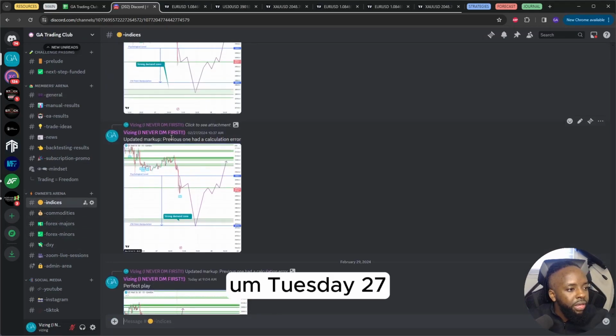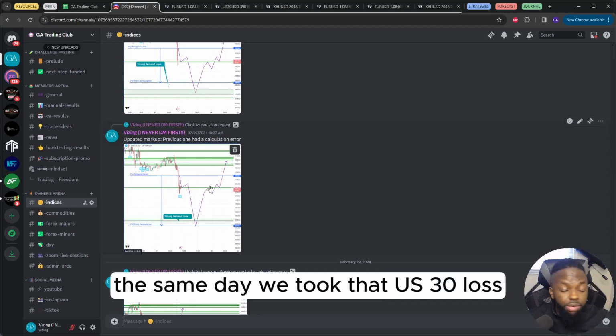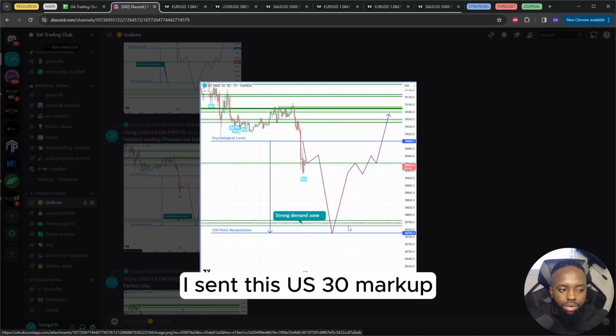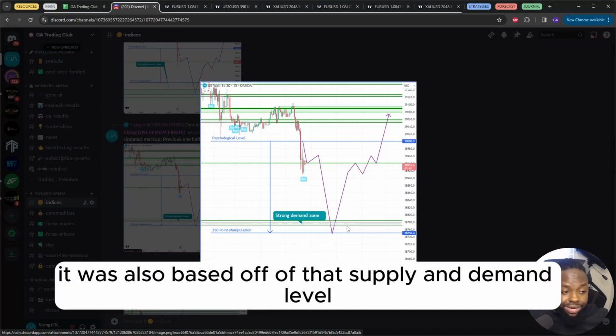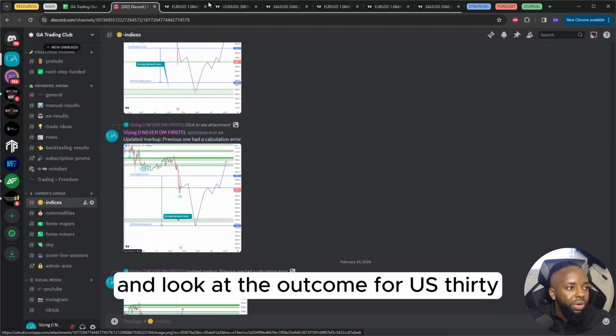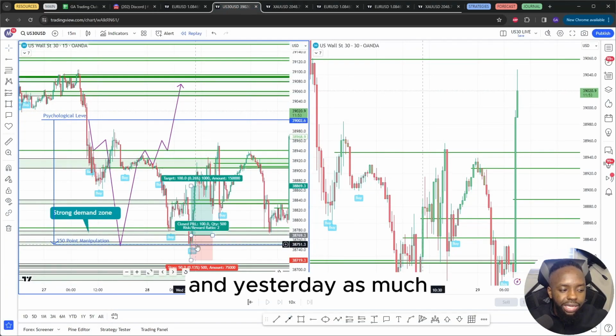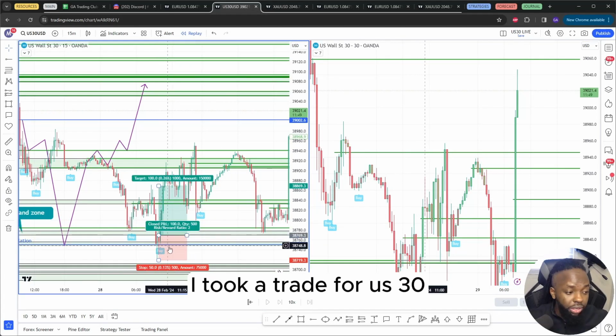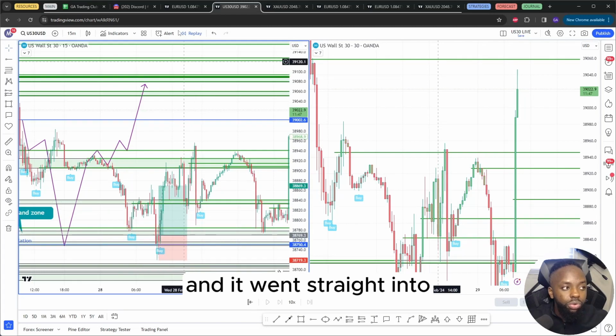So this was Tuesday 27th, the same day we took that US30 loss. If you look at this, I sent this US30 markup. It was also based off of that supply and demand level, because here we had a strong demand zone. And look at the outcome for US30. And yesterday, as much as we didn't have a live session, I took a trade for US30 that's right here, and it went straight into profit.